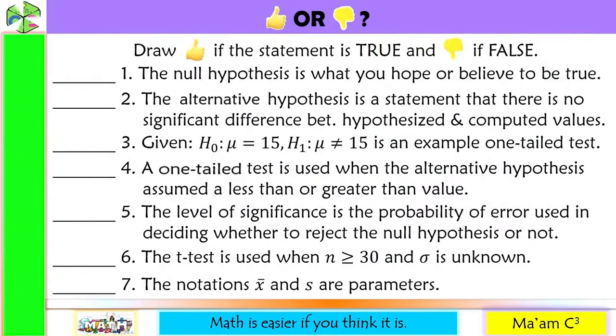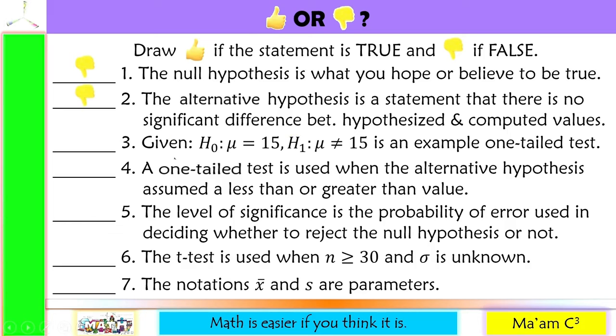Draw thumbs up if the statement is true and thumbs down if false. Number 1. The null hypothesis is what you hope or believe to be true. This is thumbs down. What you hope or believe to be true is the alternative hypothesis. Number 2, the alternative hypothesis is a statement that there is no significant difference between hypothesized and computed values. This is thumbs down. The statement that there is no significant difference is for null hypothesis.